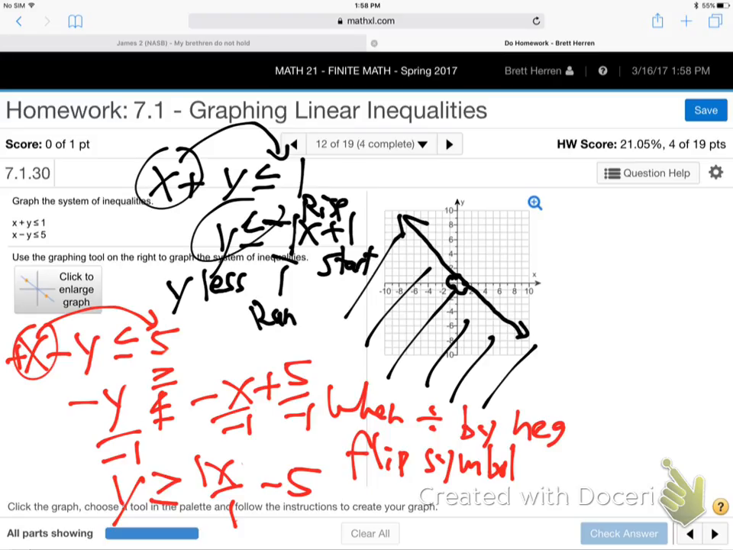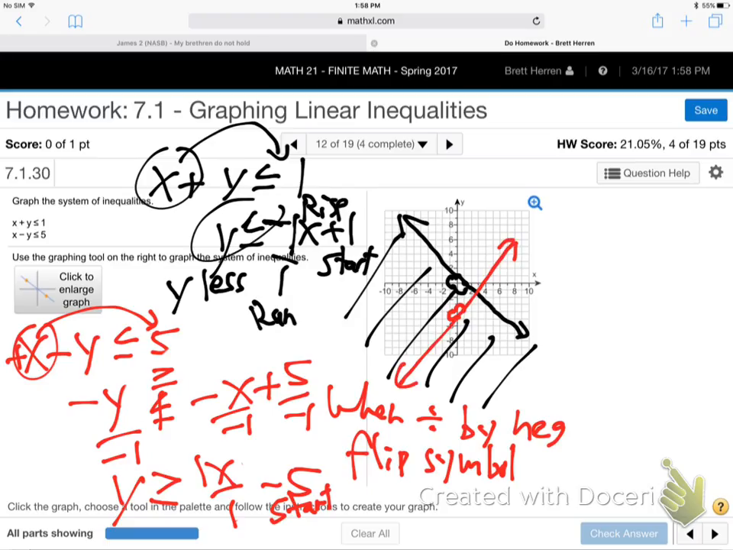Where do we start? Negative 5. Start at negative 5. Start down 5, right there. And then where do we go from there? Rise 1, run 1. It's just up 1 over 1. So go up 1 and over 1. Boom. Dot right there. Let's see what happened. Connect the dots.